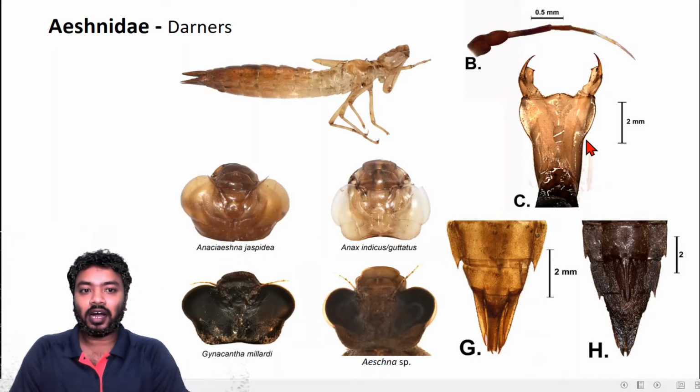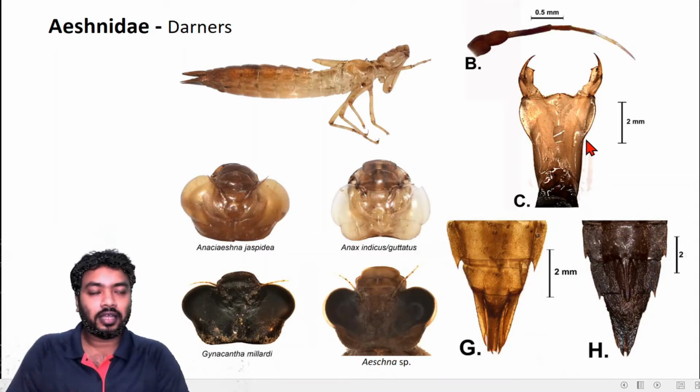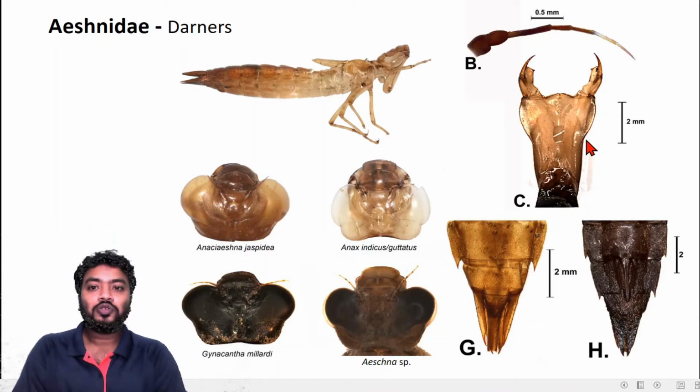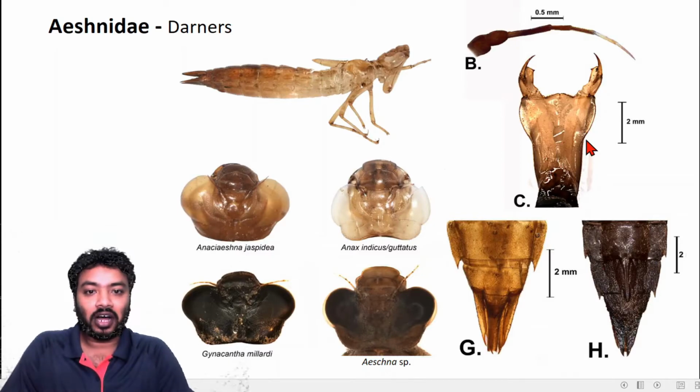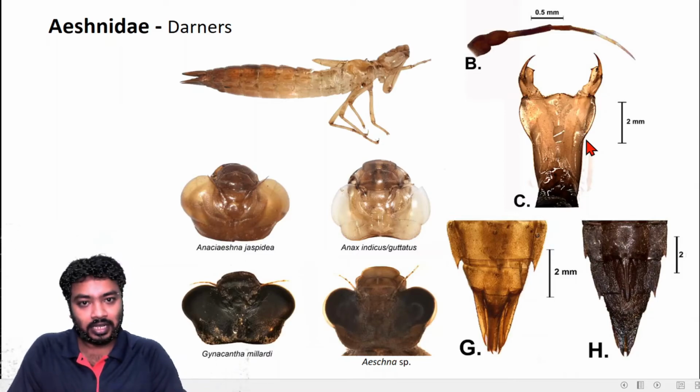So the first family is Aeshnidae. Aeshnids are darners. Those of you who know about adult dragonflies know that darners are very big in size, and they are among the most common and biggest dragonflies in our locality. So definitely the larva or the exuvia of the darners will be bigger in size.